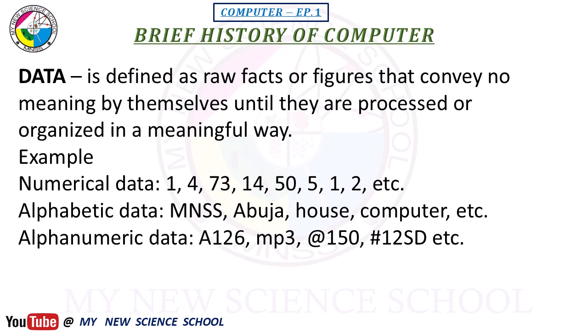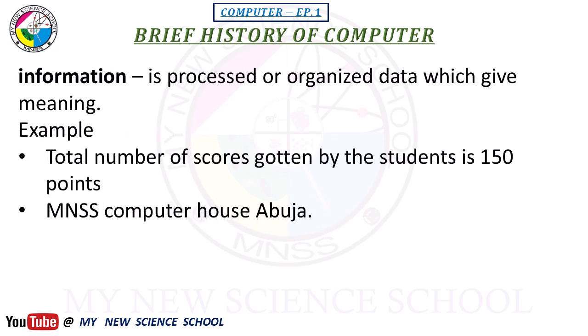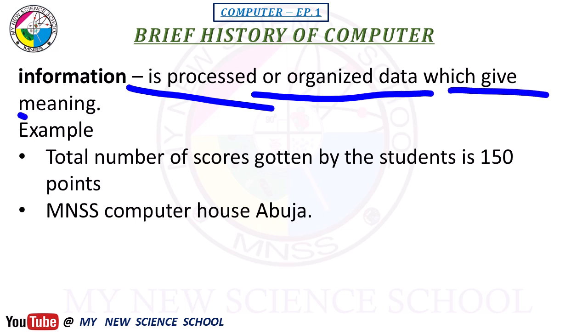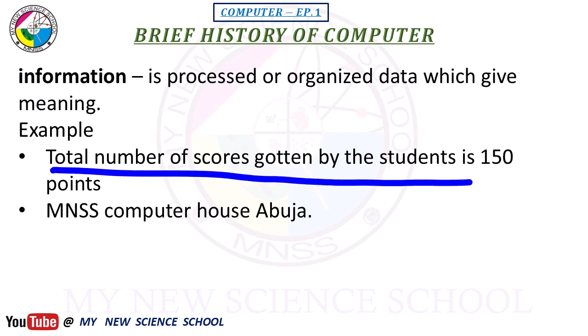So now let's move to information, where these two will make sense. Information is processed or organized data which gives meaning. So when we organize data, process data, and put them in a meaningful way, then we arrive at information. Example of information: the total number of scores gotten by a student is 150. These are the scores.